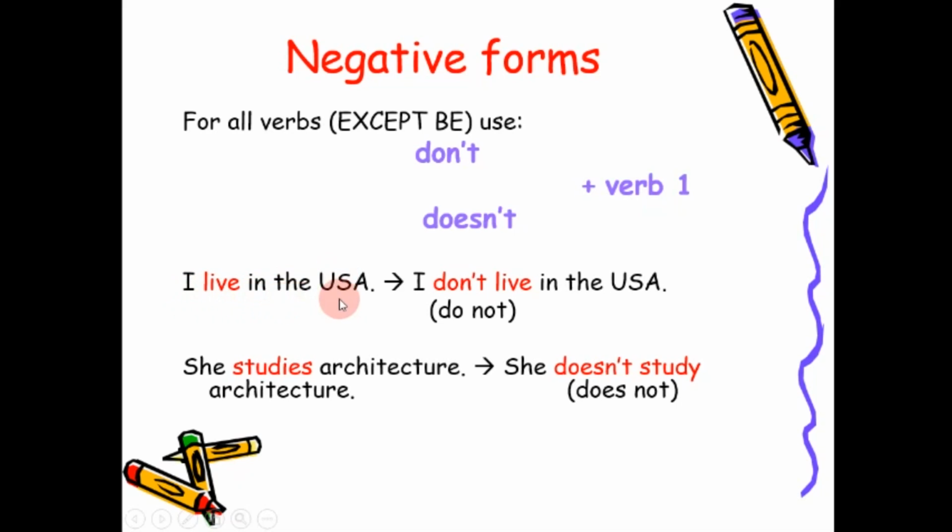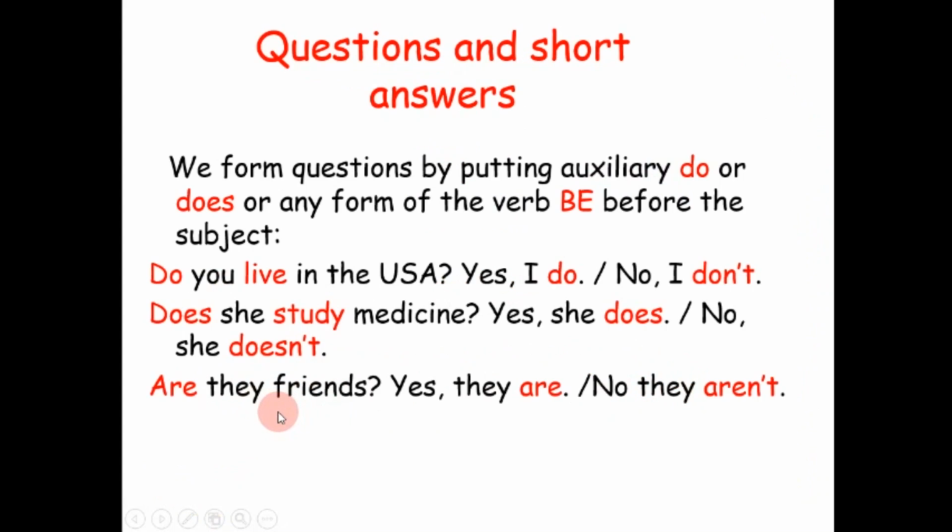For example, I live in the United States of America. I don't live in the United States. Don't live. She studies. Focus on this example. She studies architecture. She doesn't study. See the difference between study and studies. Here we omit y and add ies. Here we regained it again. She studies architecture. She doesn't study architecture.